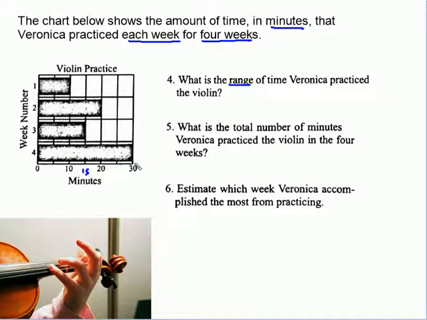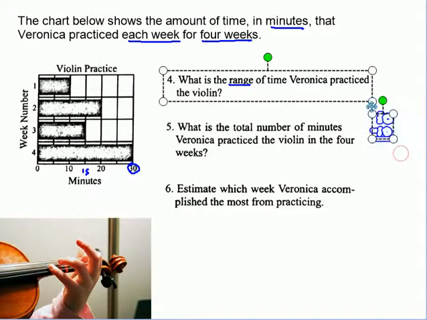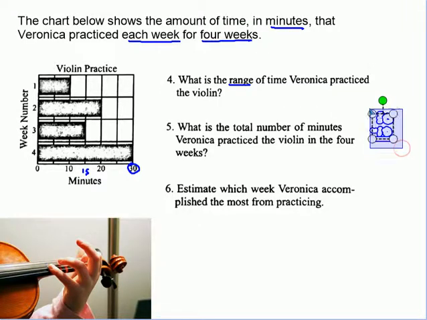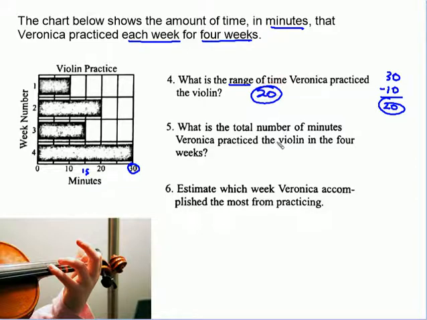We did this for 4 weeks, so the range of the week numbers is 3, but the range for the violin practice is different. We have our greatest data item here at 30. So that is the top end of our range. That is our greatest data item. And our least, it looks like, is right up here, not week number 3, but week number 1 at 10. So our range then would be 30 minus 10, the greatest minus the least. 30 minus 10 is what? It's 20. So the range of time that Veronica practiced is 20.